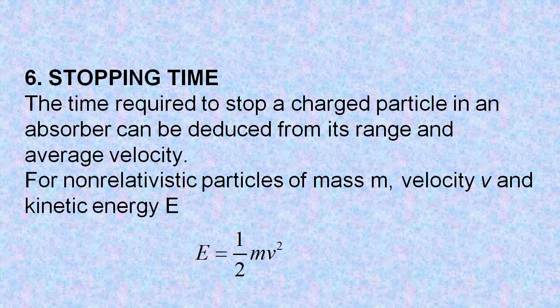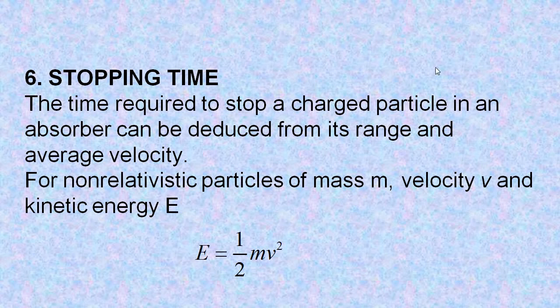That means if you know range and velocity, you can find the time. That means the stopping time. The time required to stop a charged particle in an absorber can be deduced from its range and average velocity. You are considering average velocity because while the particle is moving through the absorber medium, its velocity is continuously decreasing. So, initially it has maximum velocity, then finally 0. So, always you have to consider an average velocity.